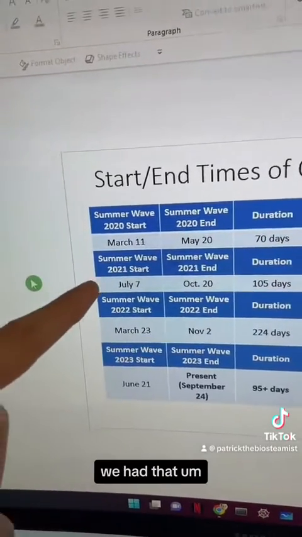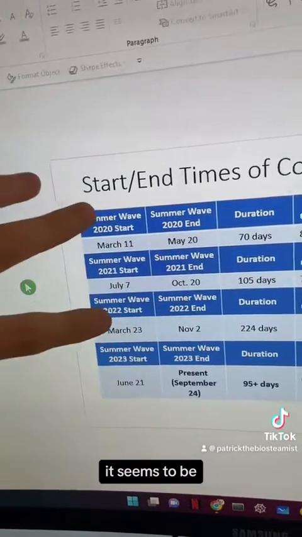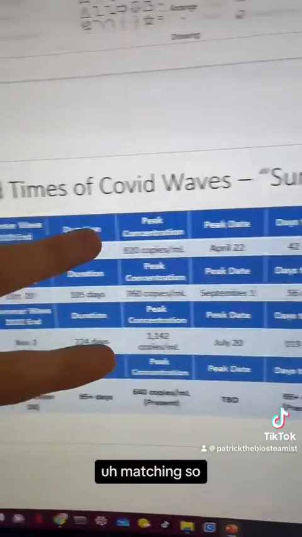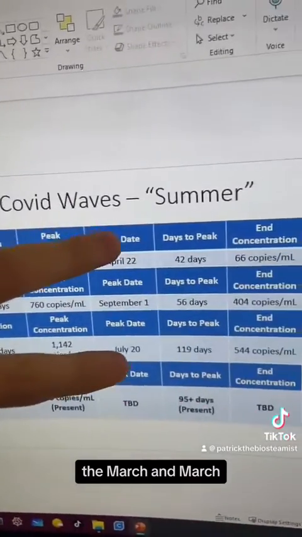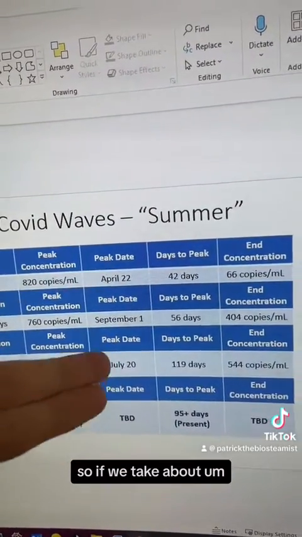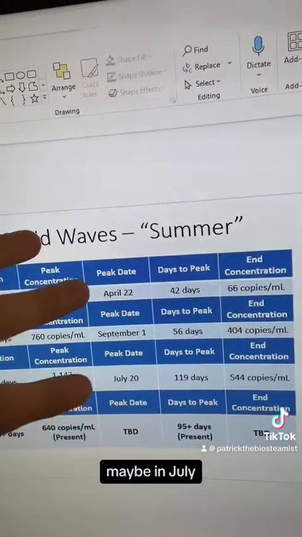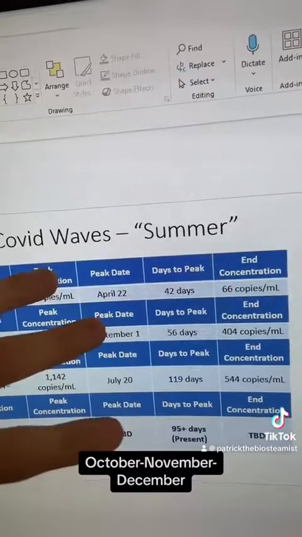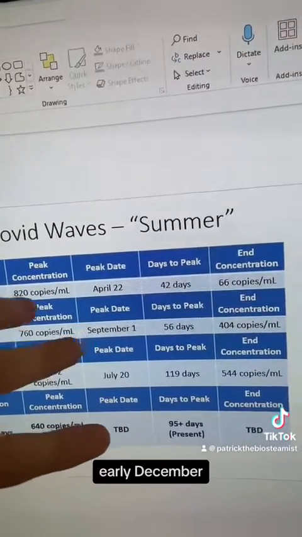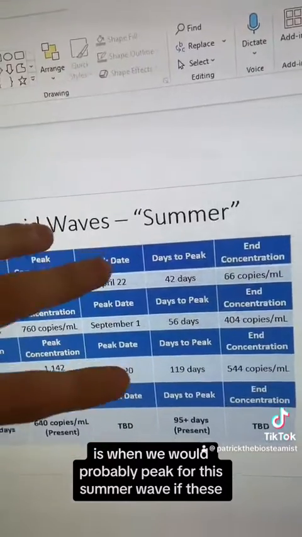And remember, we had that dual pattern where every other year it seems to be matching. So with those two, the March and March, we have April and July as the end dates. So if we take about April to July, that's about 3 months: May, June, July. And then September, October, November, December. So late November, early December is when we would probably peak for this summer wave if this pattern holds.